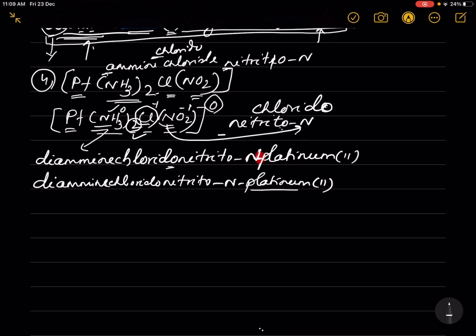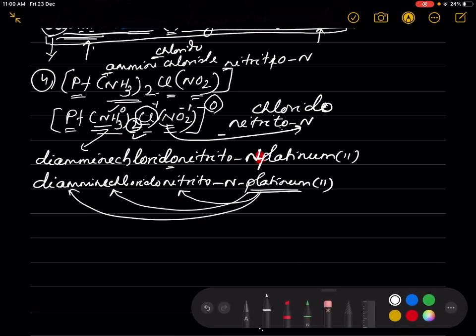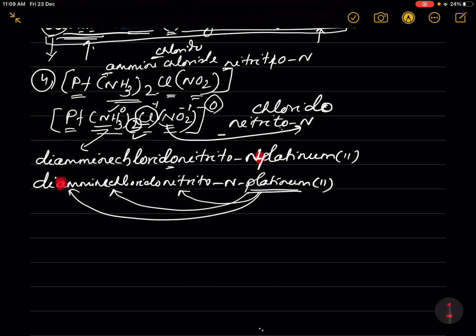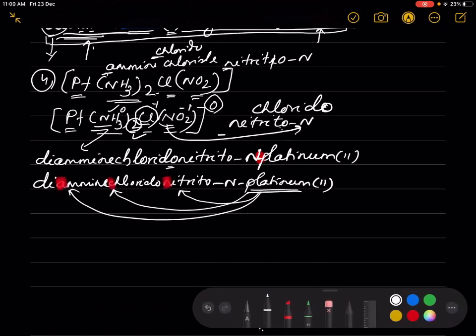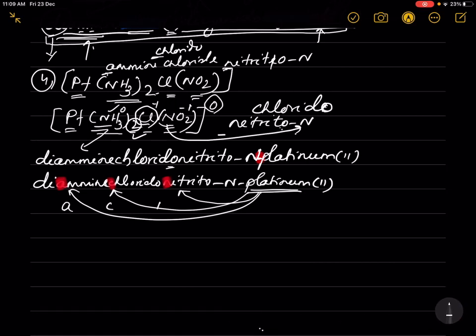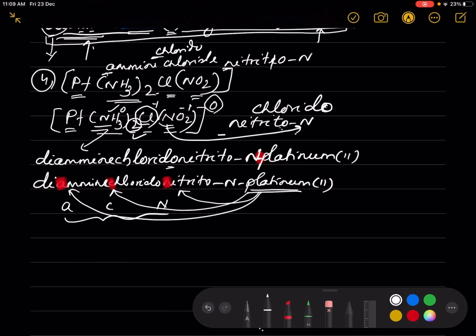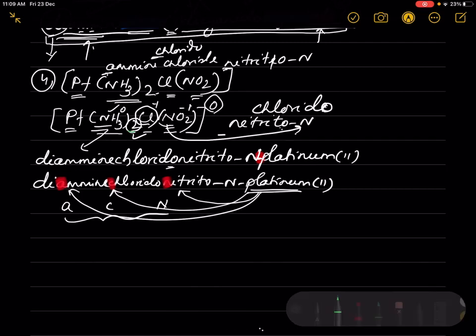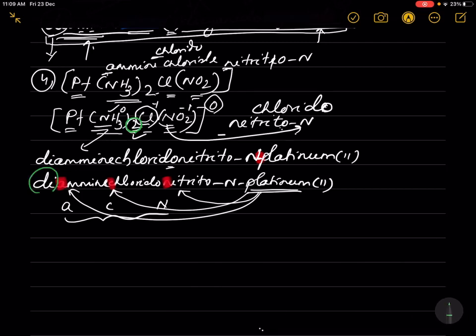And you see this is the central atom. Before the central atom, you see the ligands are written alphabetically. How do you see? A, then C, then N. A, C, N written alphabetically. And for two ammonia molecules, di is the numerical prefix, or you can say multiplier.